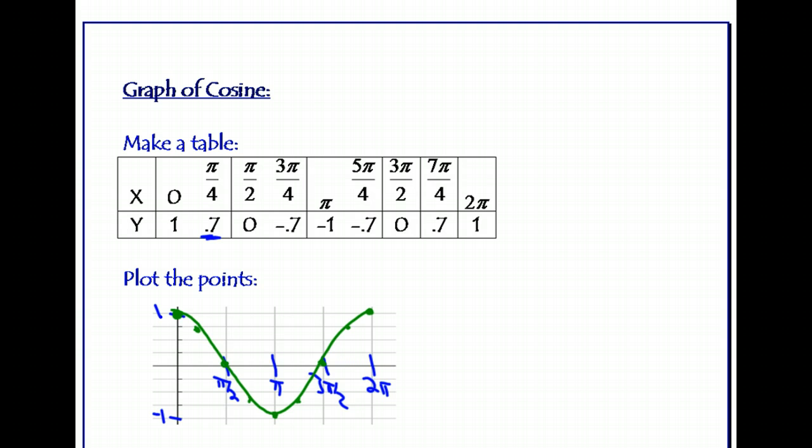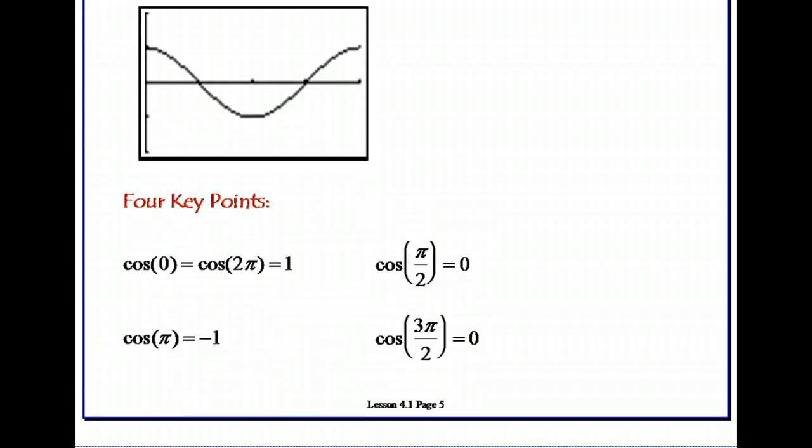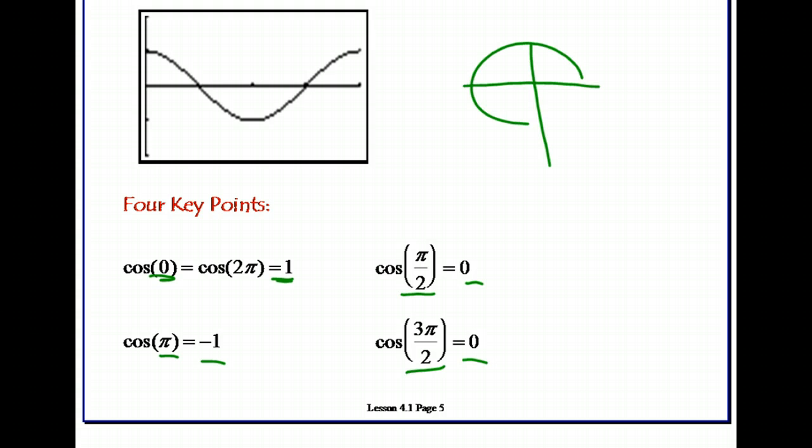So again, if we looked at a calculator representation, it looks like this. What are your key points that you need to know? These 4 or 5 key points. Cosine of 0, you want to know is 1. Pi halves, 0. Pi, -1. 3 pi halves, 0. Where does that come from? You know it. Unit circle. You know these values in your unit circle. Back here to 2 pi. And cosine now is the x-coordinates.